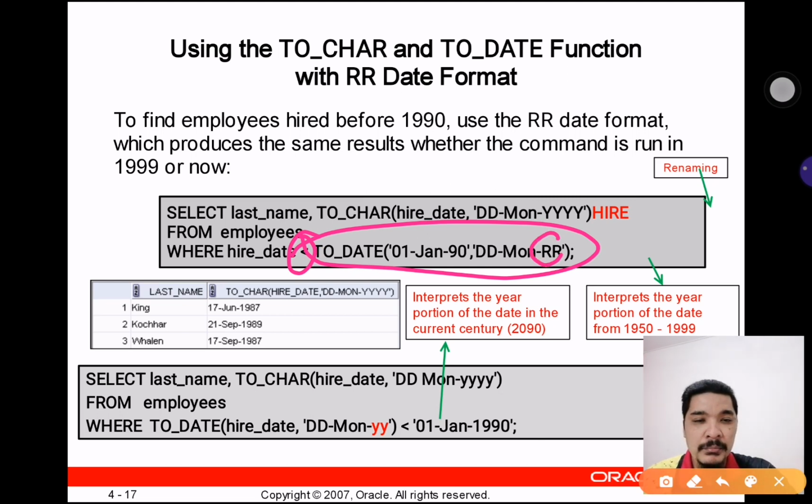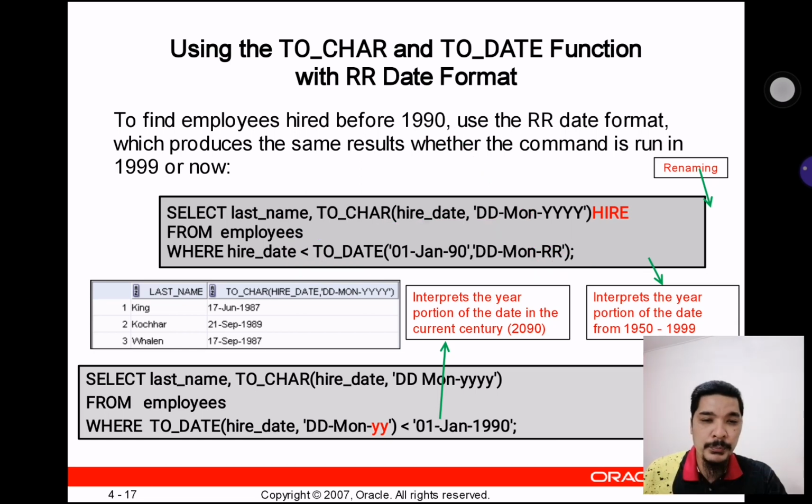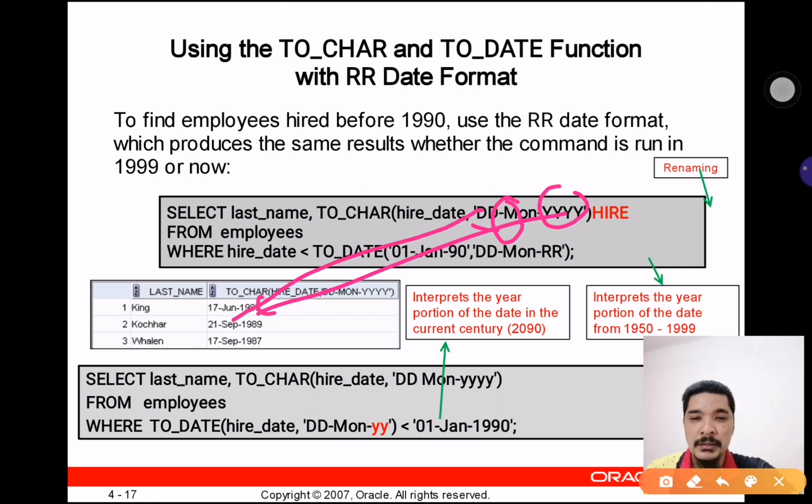Why RR? Because they want to find a result before 1990, before the year 2000, the millennium. So the output is DD, DD month and also year here. So this is the output, DD month and also year. But they must meet this comparison first.